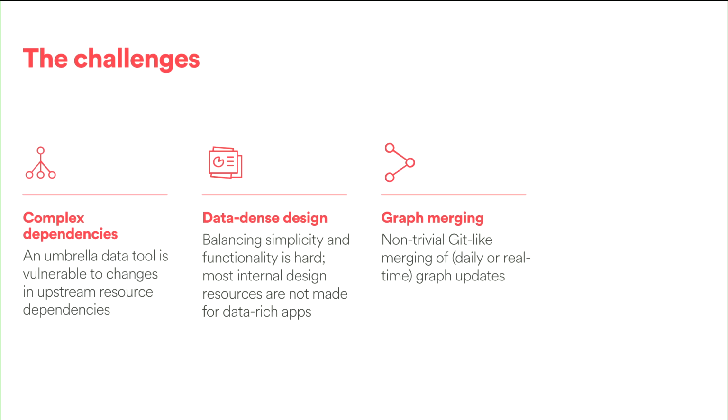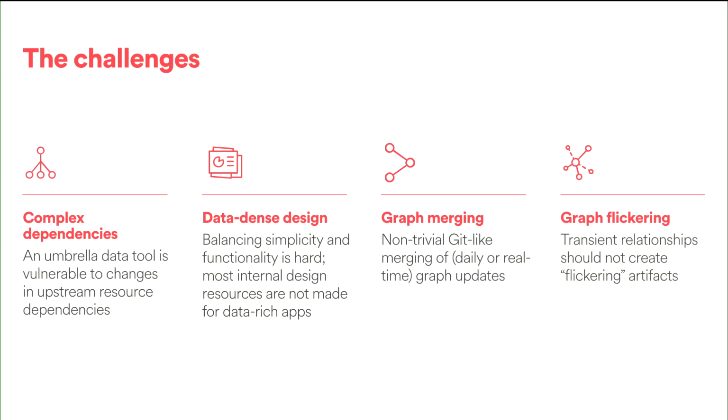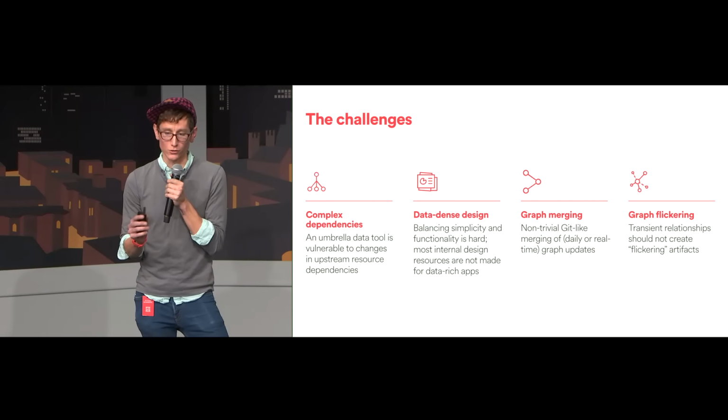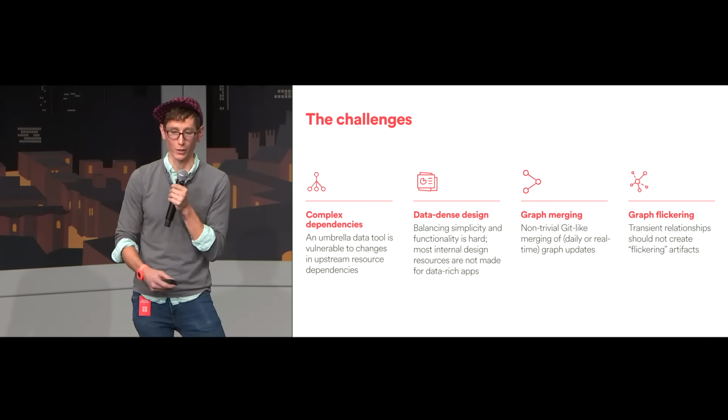Another interesting challenge is graph merging. If you imagine that we have the graph yesterday and compare it to today, nodes could have been added, they could have been deleted, we have new relationships, relationships go away. And so we have a non-trivial Git-like merging that has to happen. One specific example of this is graph flickering. If you think about a relationship that is transient, so if I viewed a dashboard yesterday, but I didn't view it today, if you didn't correct for this temporal nature and make the graph robust to that, you would have this flickering effect where relationships would disappear and reappear the next day.